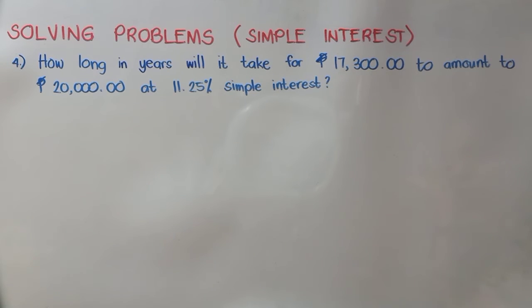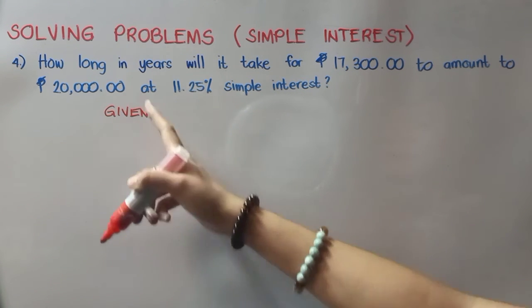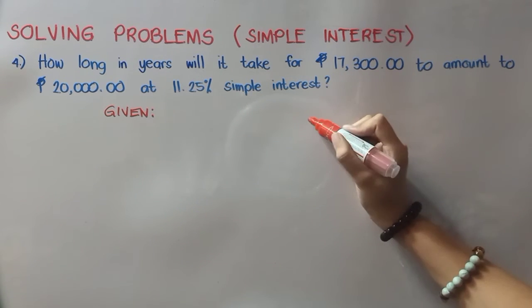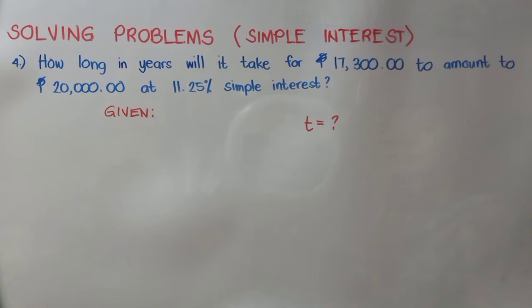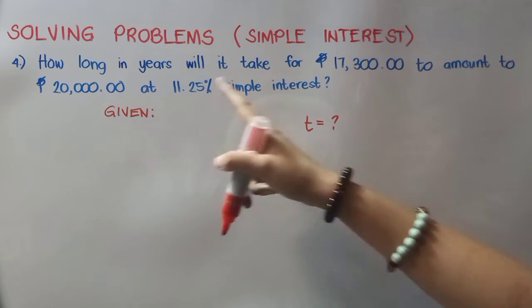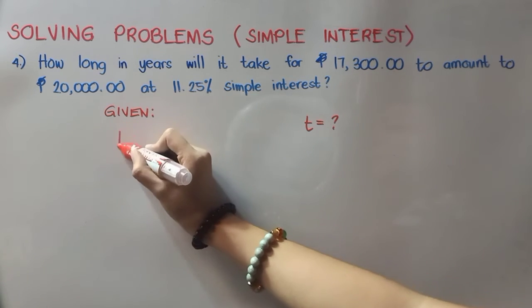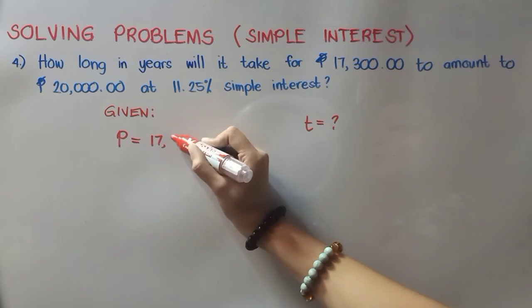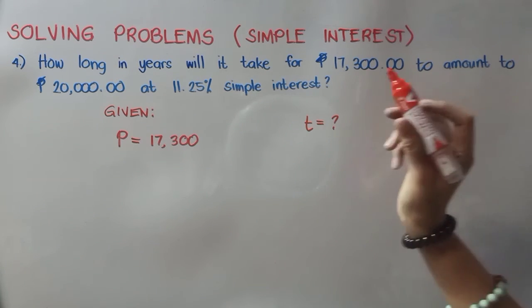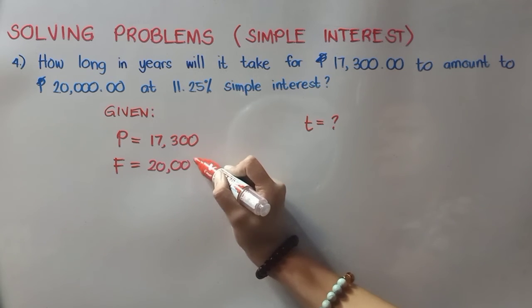Number 4. How long in years will it take for 17,300 to amount to 20,000 at 11.25% simple interest? Again, let's lay out our given. We are looking for time. Now, since 17,300 is our original amount, this will be our principal, and 20,000 is our future value. Now, 11.25% is our rate.